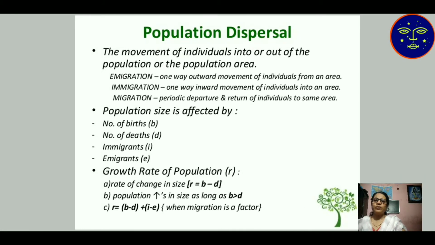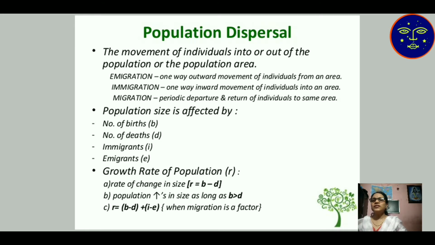Then population dispersal: the movement of individuals into or out of the population or the population area. Emigration is one-way outward movement of individuals from an area; if the outward movement increases, the size of the remaining population living in a particular area decreases. Immigration means one-way inward movement of individuals into an area. And migration is the periodic departure and return of individuals to some area.